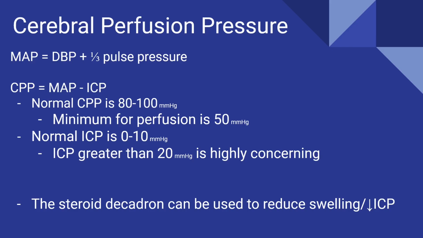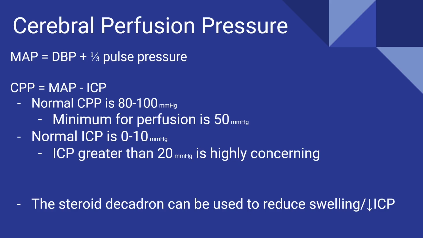Now, the normal ICP of us just walking around is very low. It's probably around 5 or less. And in your neuro patients, it might be higher. Now, anything above 20, and this is similar with intra-abdominal pressure, is anything greater than 20 for a sustained amount of time.